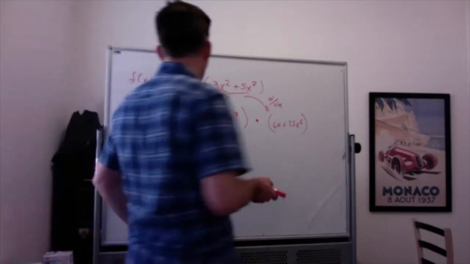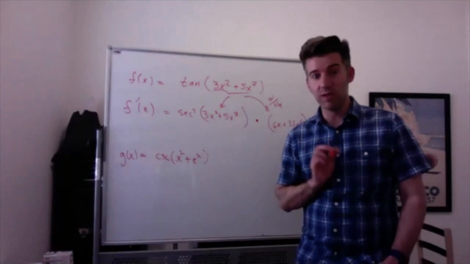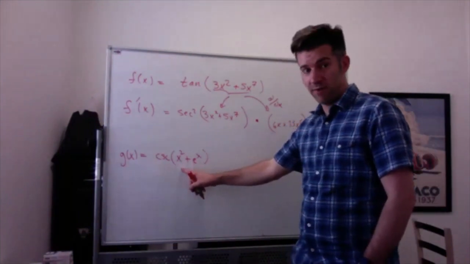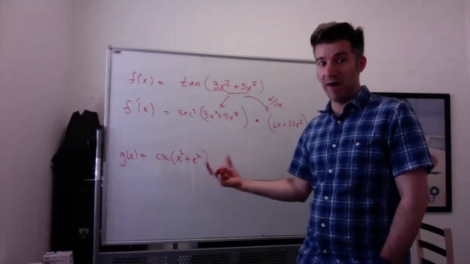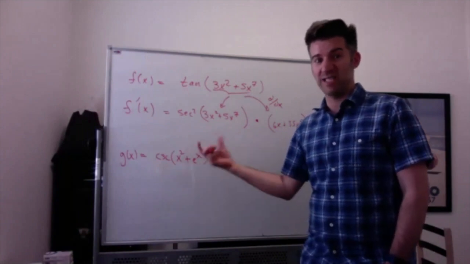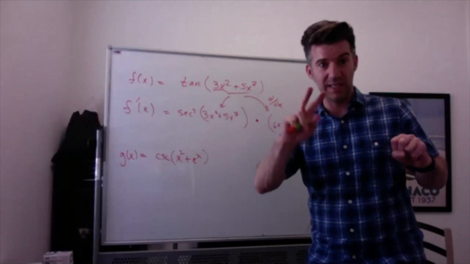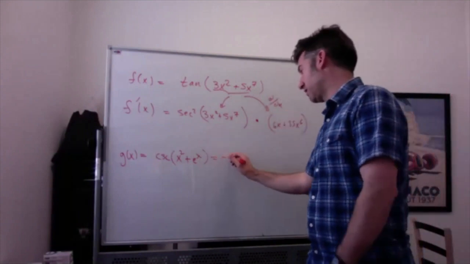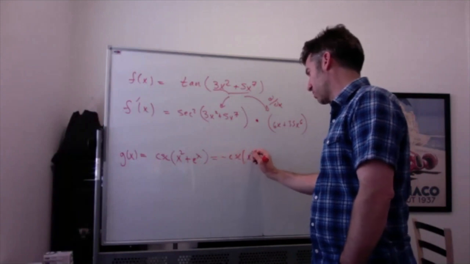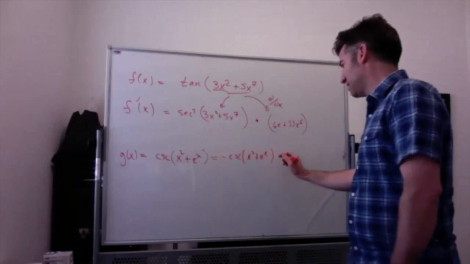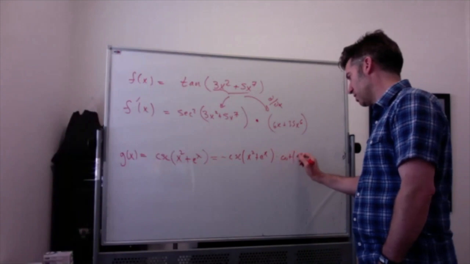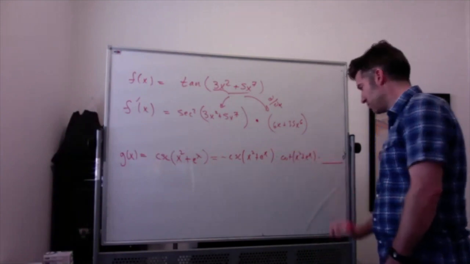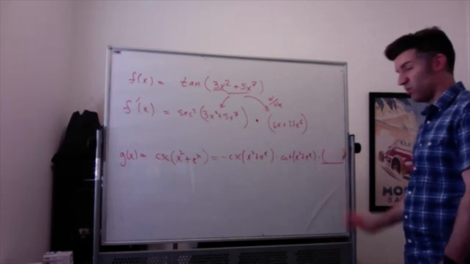There's a negative. So here's what I really want to make clear. The derivative of cosecant of some stuff is negative cosecant of that stuff times cotangent of that stuff. The stuff appears twice, in the cosecant function and the cotangent function. So it's negative cosecant of x squared plus e to the x times cotangent of x squared plus e to the x times, what?